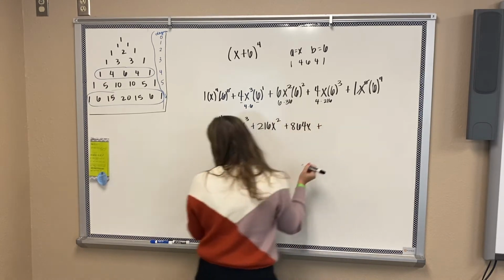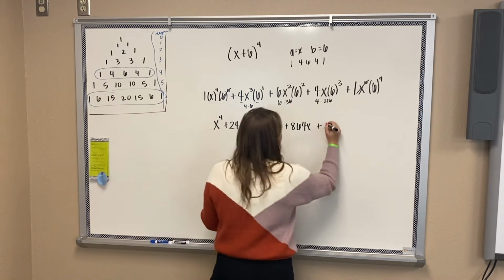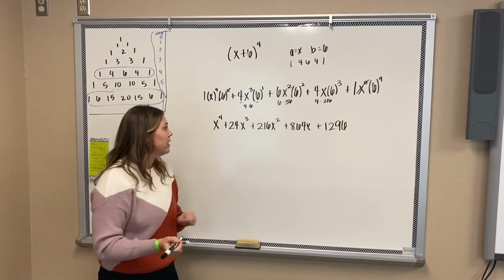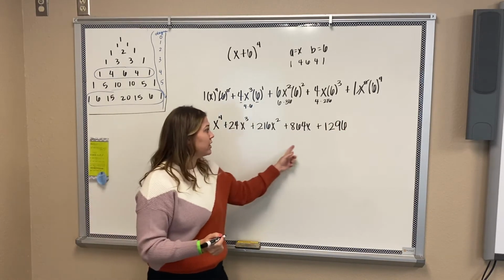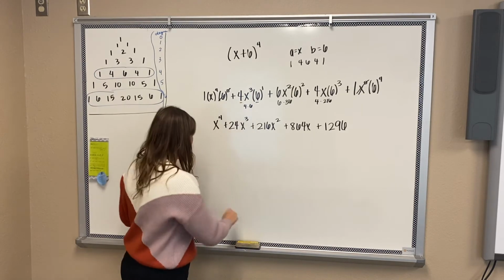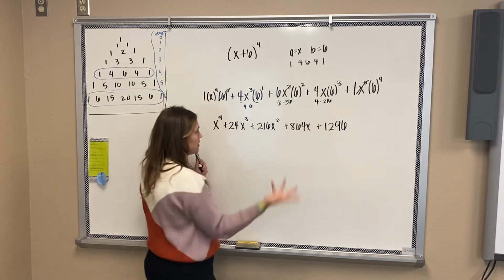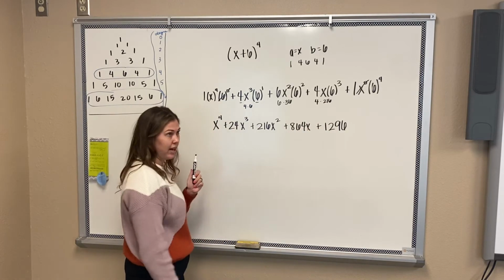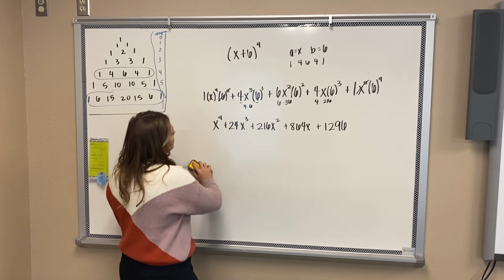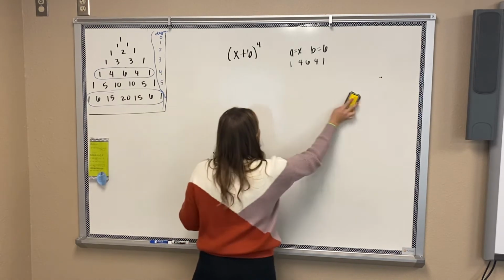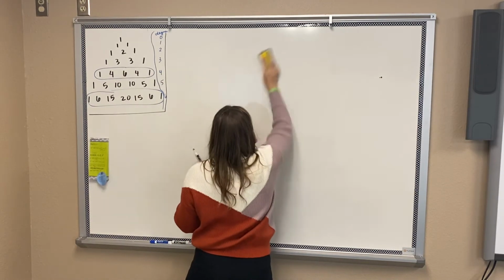And that is 1,296. Okay? And so that would be your answer. And if you notice, your 4, 3, 2, 1, 0, your exponents for that are in decreasing order. Okay? And then let's do a little bit harder one.